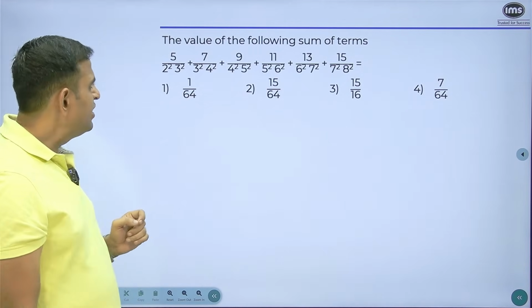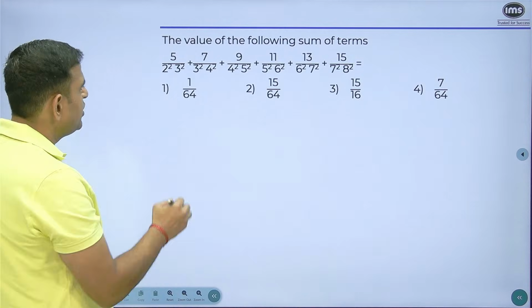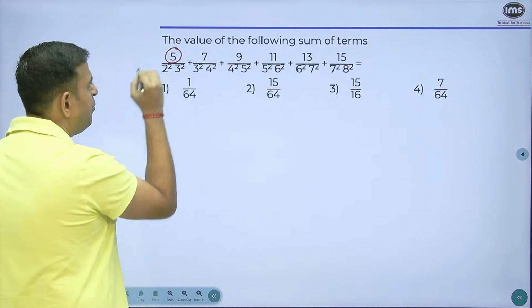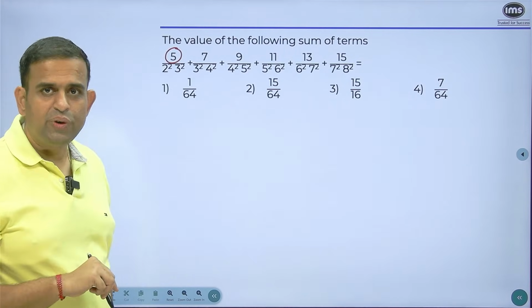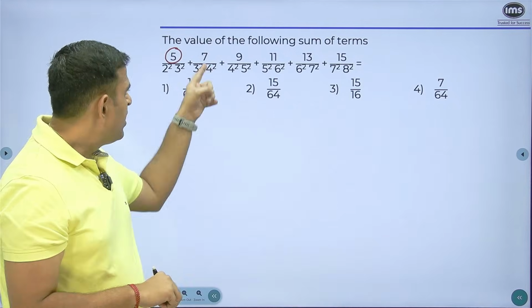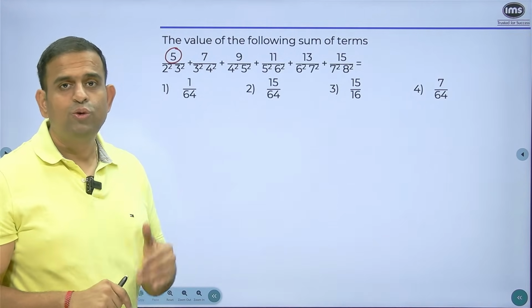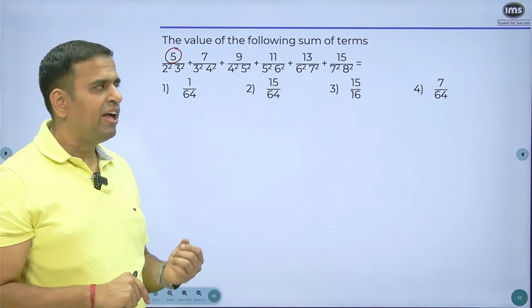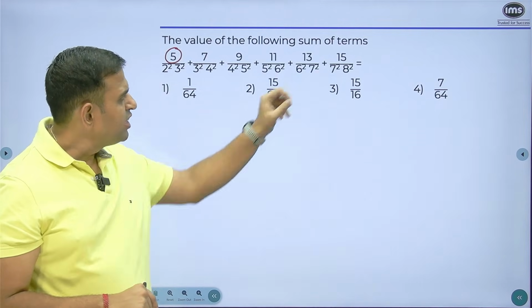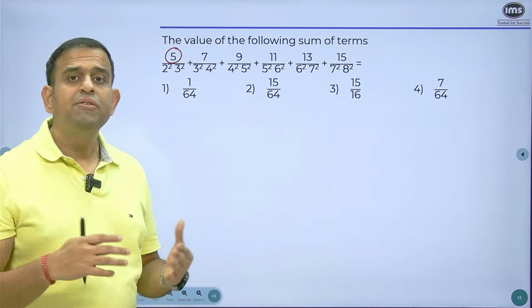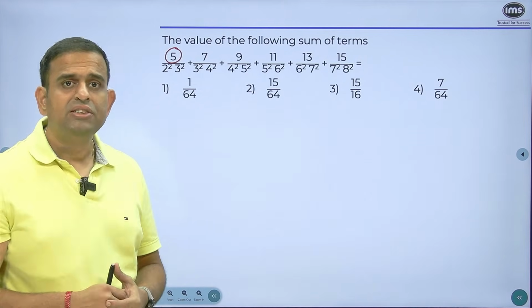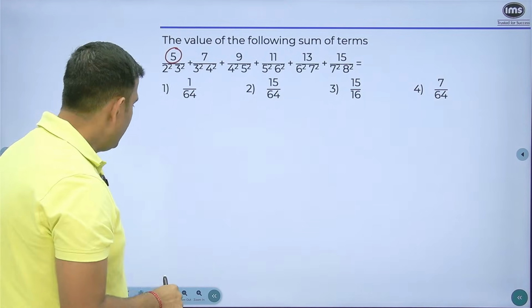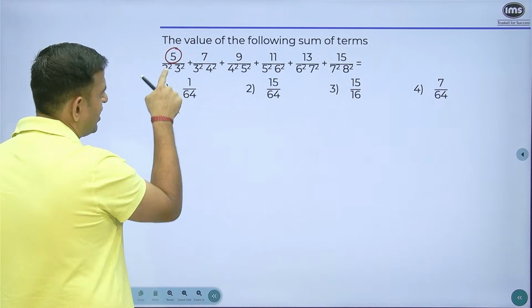So you can see here that the number 5 is nothing but, one can say, the difference between the numbers 3 square and 2 square. The number 7 happens to be the difference between the numbers 4 square and 3 square, and so on like this. And the last number, let's say 15, is the difference between the numbers 8 square and 7 square over here.